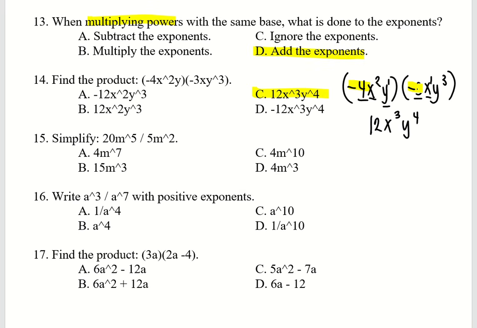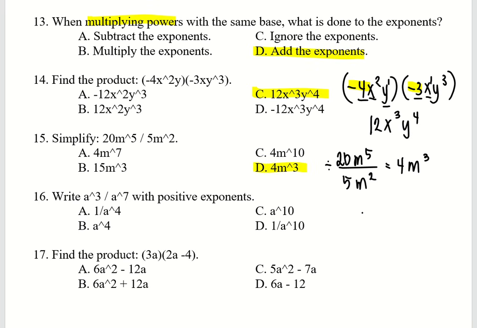Next, simplify 20 m to the 5th over 5m squared. Okay, so 20 divided by 5. So that will be 4m. 5 minus 2, that will be 3. So kapag divide po, ima-minus yung ating exponent. So we'll have letter D.